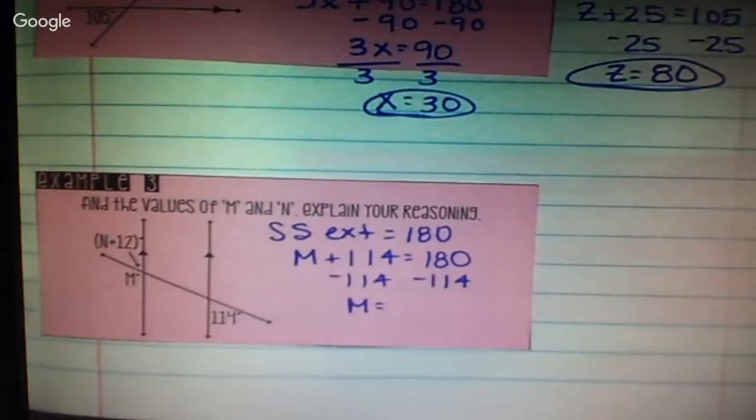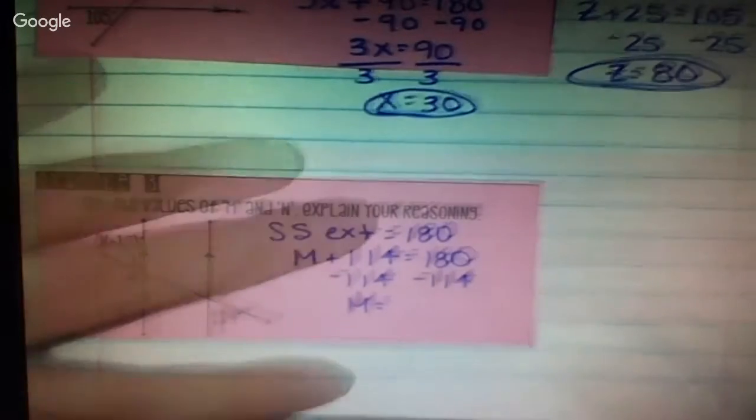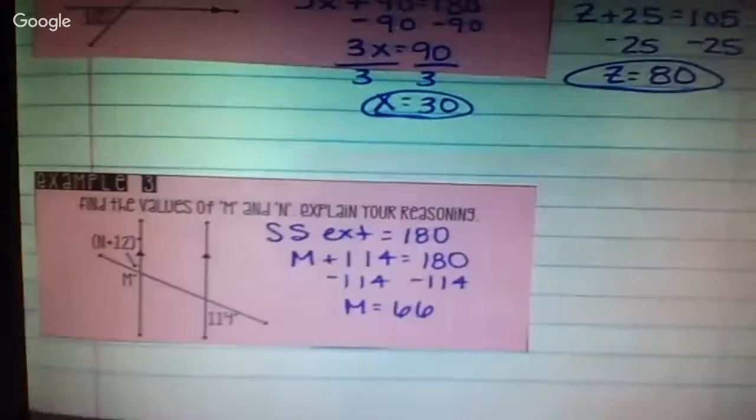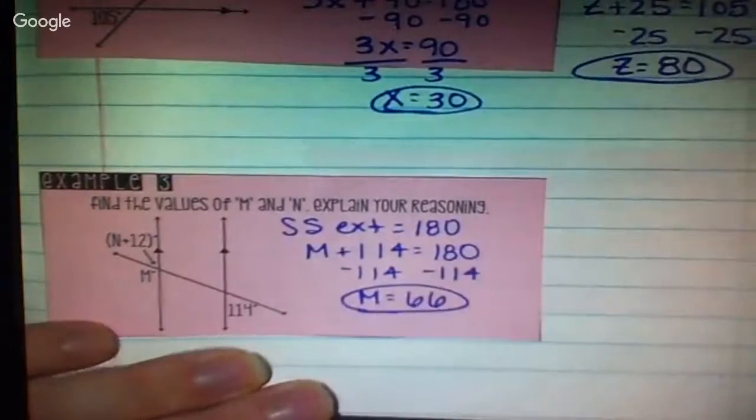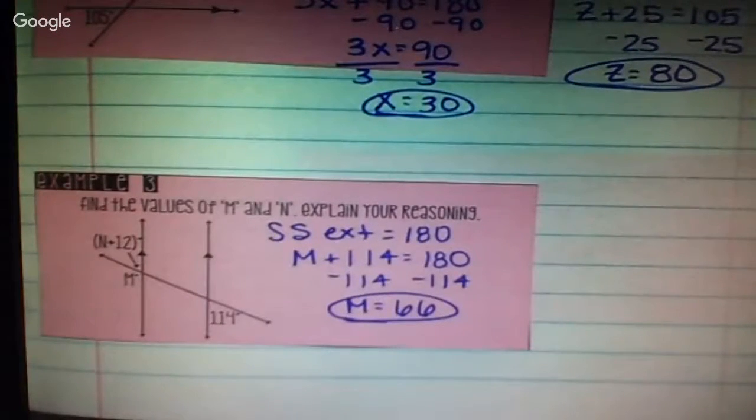So what does m equal? 66. Okay, so there's m. What is n though? And then you can do same side again. Can you do 114 equals n plus 12? Shelby said 114 equals n plus 12. How do you justify that? Same side. They're not same side. They're alternate exterior angles.